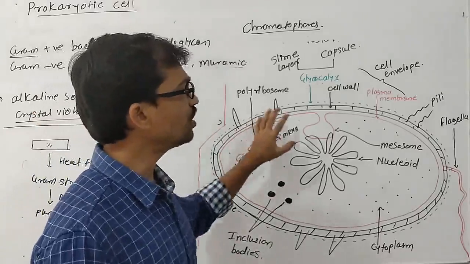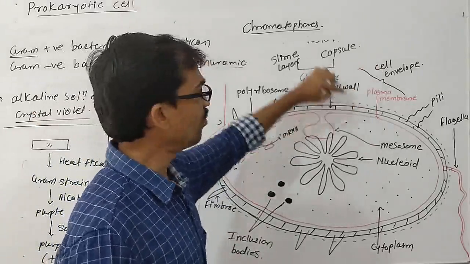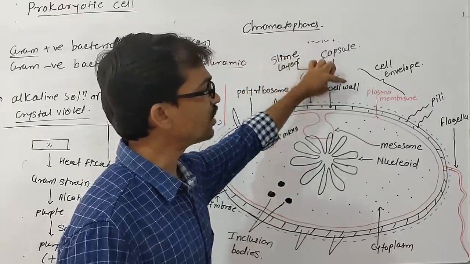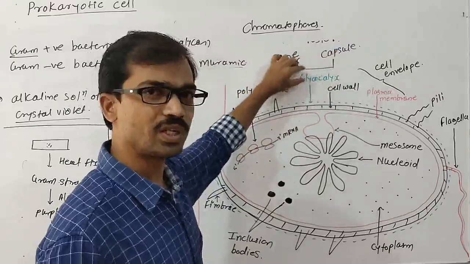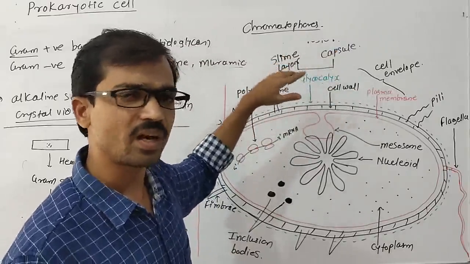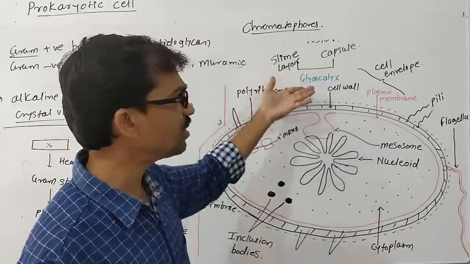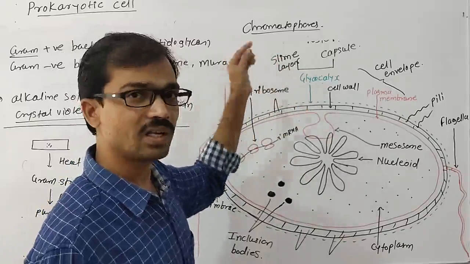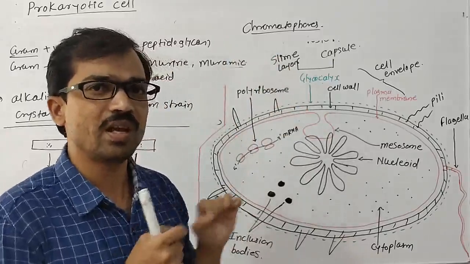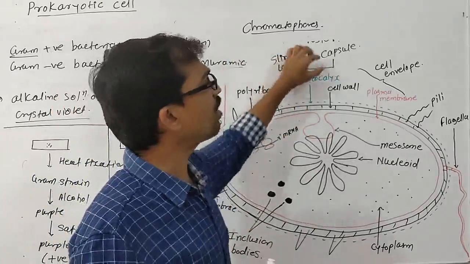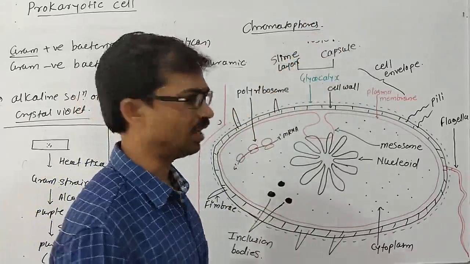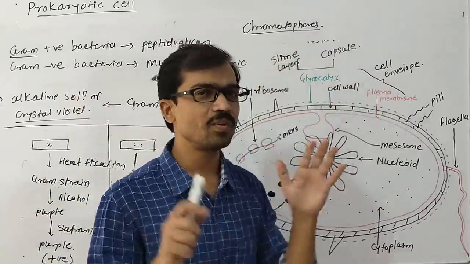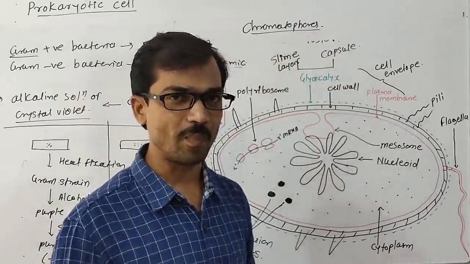Okay, so this is about the cell envelope, which is made up of glycocalyx, cell wall, and plasma membrane. Glycocalyx is optional. It may be present in some bacteria, it may not be present. If it is present, it can be a slime layer, a loose thin layer of the glycocalyx, or it can be a capsule, a thick and tough layer of the glycocalyx. But cell wall and plasma membrane are compulsorily present in bacteria.